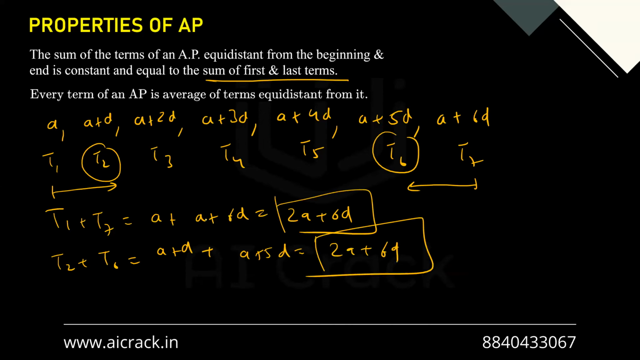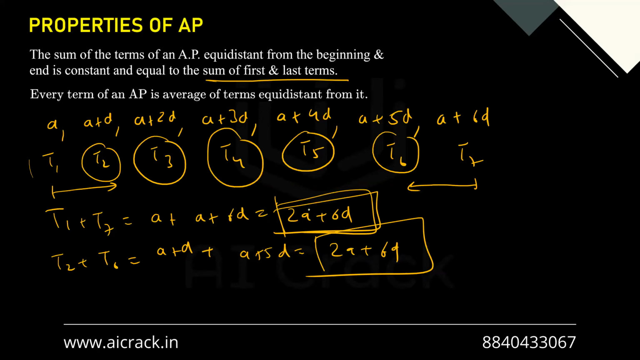So we can see that when we're going equidistant from both the beginning and the end and adding those terms, we are getting the same summation as the first and last term, right? Simple. So if you add T3 plus T5, you'll get 2A plus 6D. If you add T4 two times, you'll also get 2A plus 6D. Okay, why 2 times? Because we're going 3 units here and 3 units here, you'll arrive at T4 only.